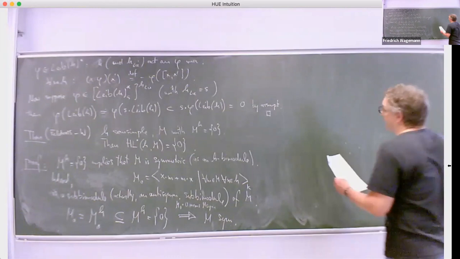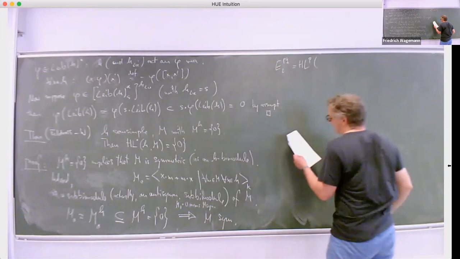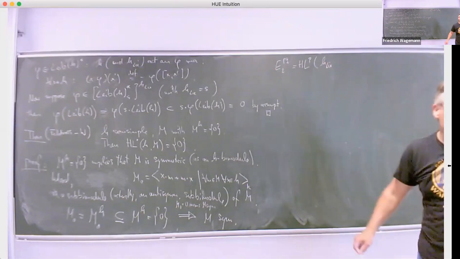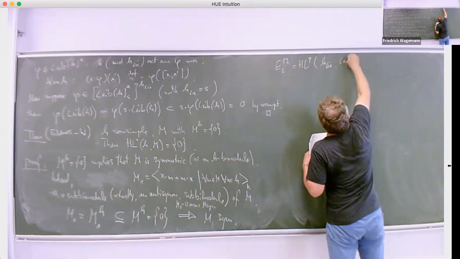Now consider the spectral sequence that we had for the quotient Leibniz algebra H over the Leibniz ideal.